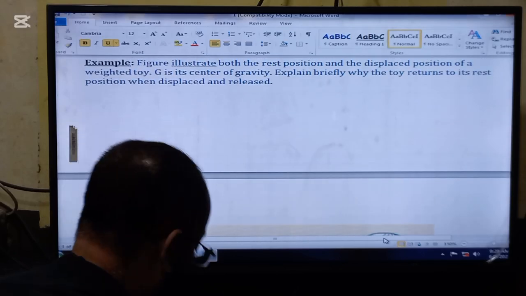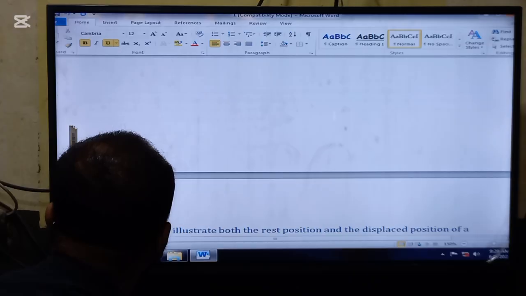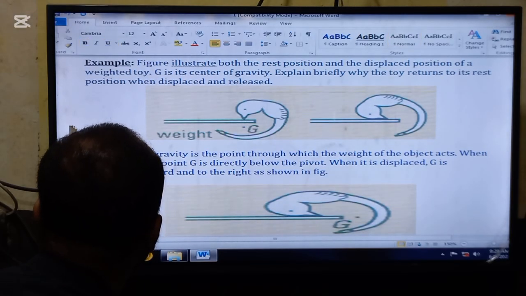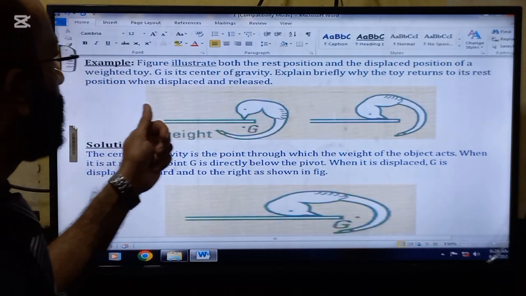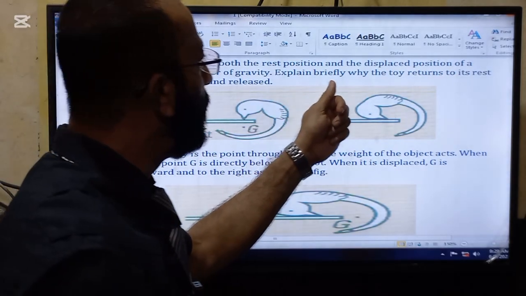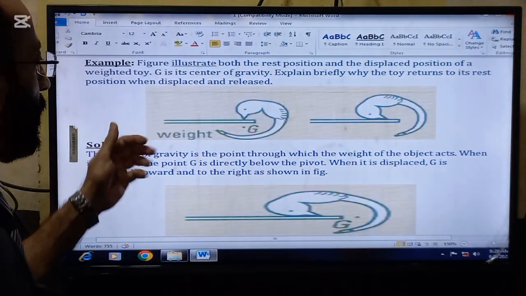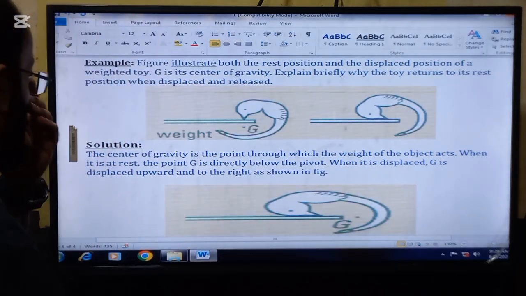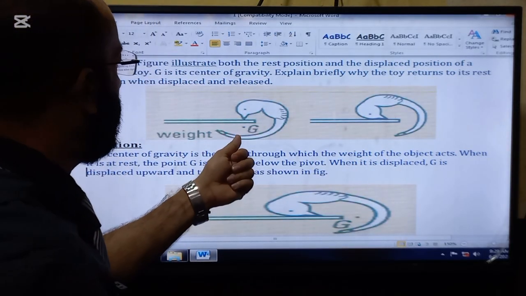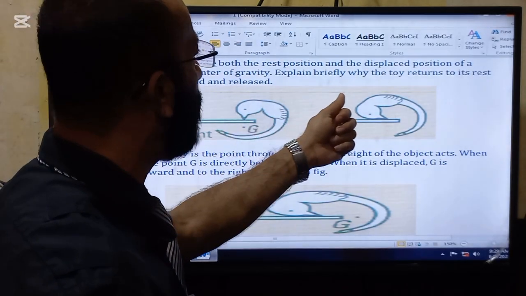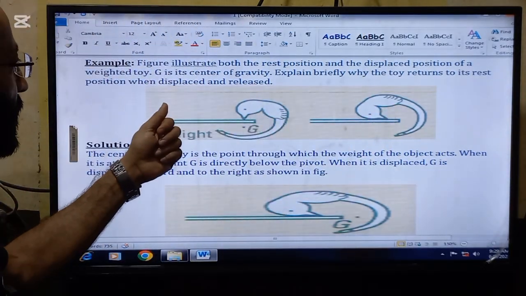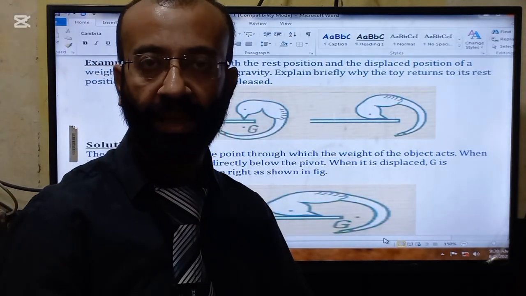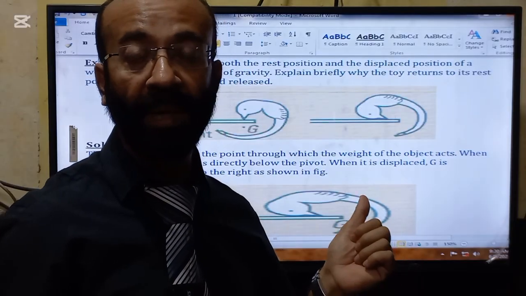Okay, here are now two very important questions as far as paper number 2 is concerned from this topic. Look now, the figure illustrates both the rest position and the displaced position of a weighted toy. Here is a weighted toy, this is the rest position and this is the moving position. G is its center of gravity. Explain briefly why the toy returns to its rest position when displaced and released. These are the steps which you have to learn and understand, because this kind of question always comes in paper number 2 from this topic.